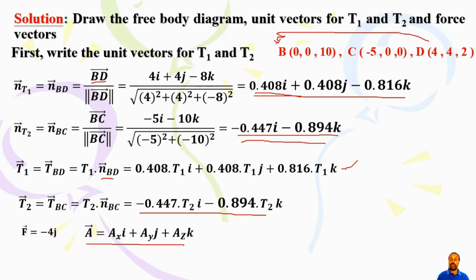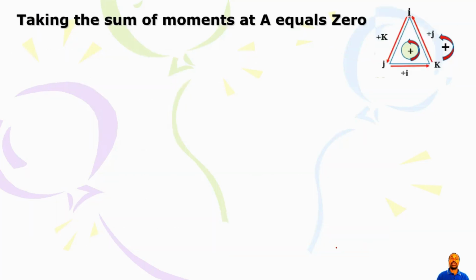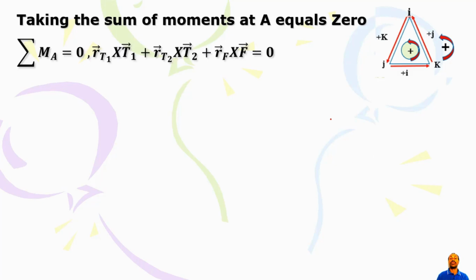So summation of all these forces should be equal to 0, and summation of moments again we will see. So this is summation of all forces should be equal to 0. T1 as a vector plus T2 plus F vector plus A vector should be equal to 0. Then let us see, taking the sum of moments at A equal to 0, then you have RT1 cross T1, RT2 cross T2, RF cross F.